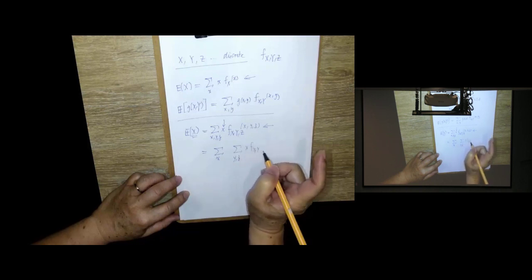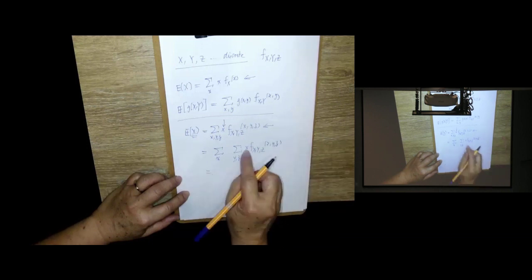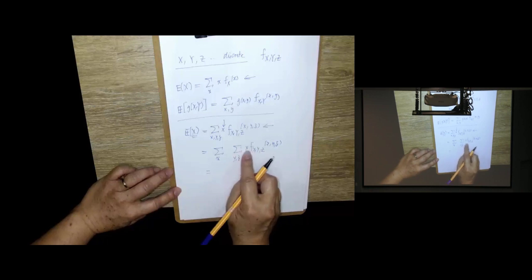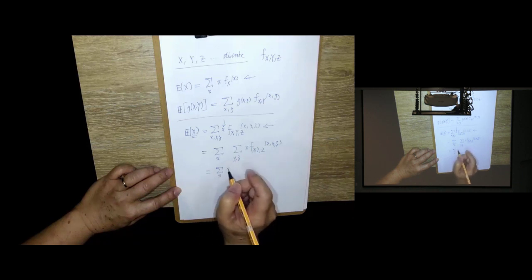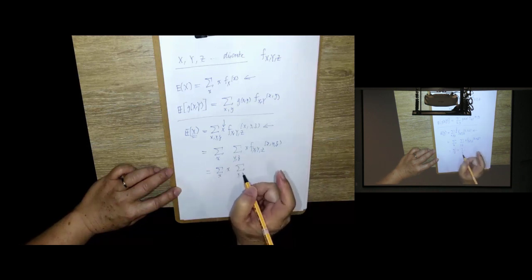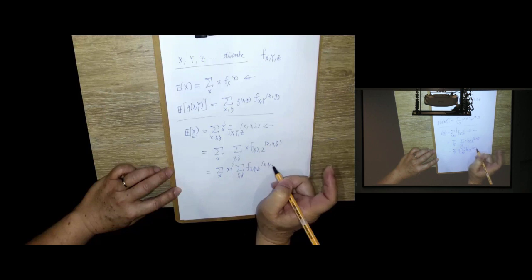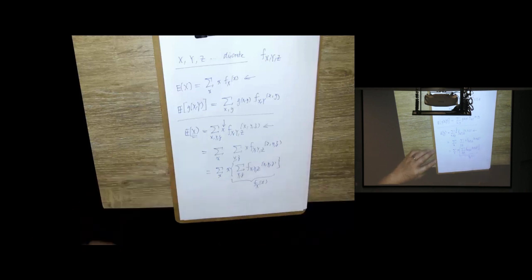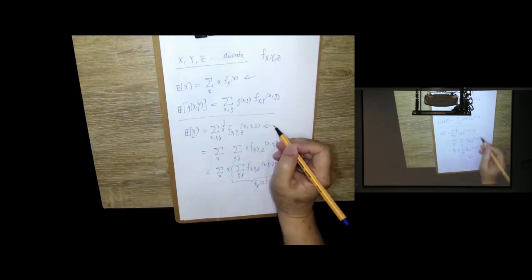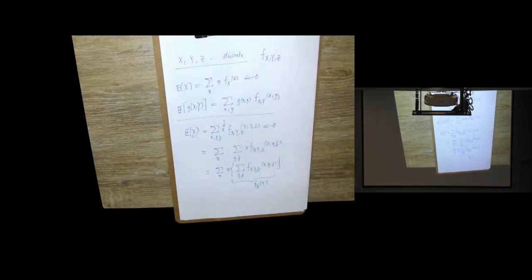Now we have this. But this x is a constant with respect to your inner sum, so you can have this. And then this is just the marginal of x. So in other words, whether your thinking is like this, or your thinking is like this, it should give you the same answer.